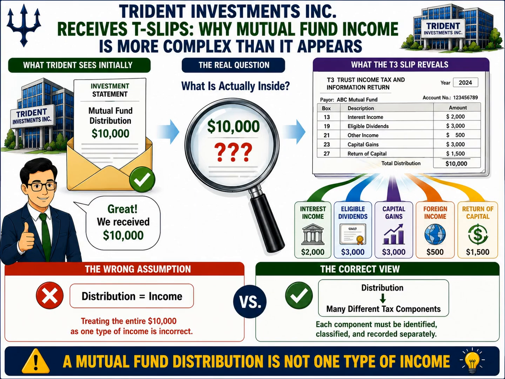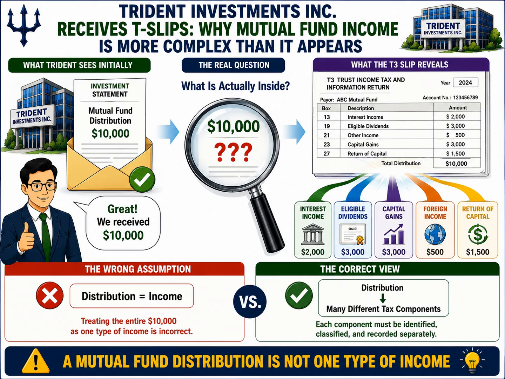Up to this point, we've seen how investment transactions are tracked and how journal entries are recorded. Now we arrive at one of the most important concepts in corporate investment accounting. Mutual fund distributions are often much more complex than they appear. Let's look at what Trident initially sees.